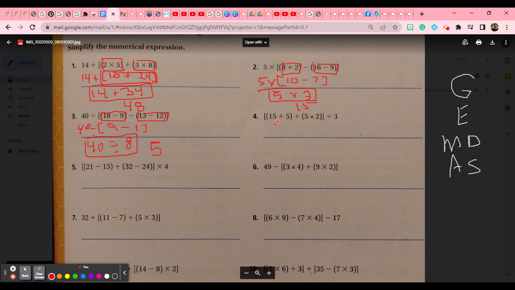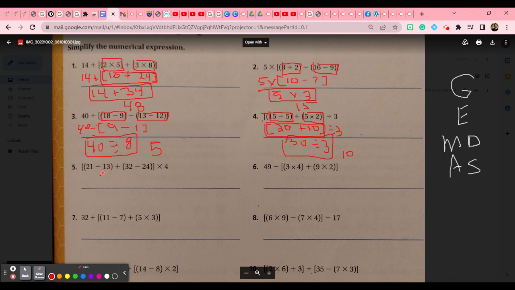15 plus 5 plus 5 times 2, all within brackets and parentheses, divided by 3. Okay, so we're going to do our 15 plus 5 and our 5 times 2. 15 plus 5 is 20. 5 times 2 is 10. We're adding those together, still within our brackets. And then we are dividing by 3. So everybody, 20 plus 10 would be 30. And we're going to divide that by 3. I'm going to go ahead and put a box around that. And 30 divided by 3, everybody, is 10. Okay, so 10.